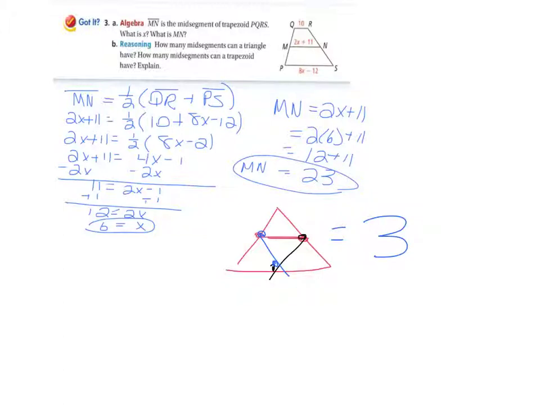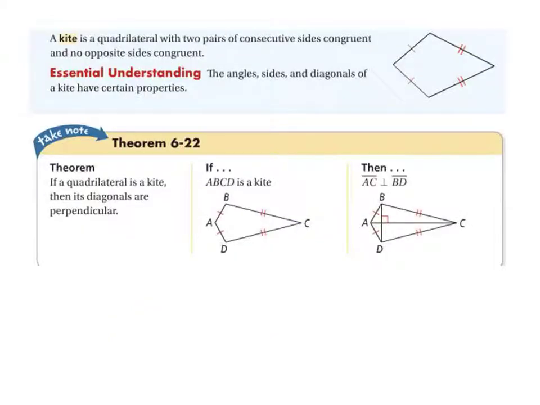But for a trapezoid, you only have 1 because you only have 2 legs. So there's only 1. Okay, let's go here. A kite is a quadrilateral with 2 pairs of consecutive sides congruent and no opposite sides congruent. Okay, so consecutive, one after the other, but the opposite sides aren't. If a quadrilateral is a kite, then its diagonals are perpendicular. That makes sense. Think about how you make a kite.